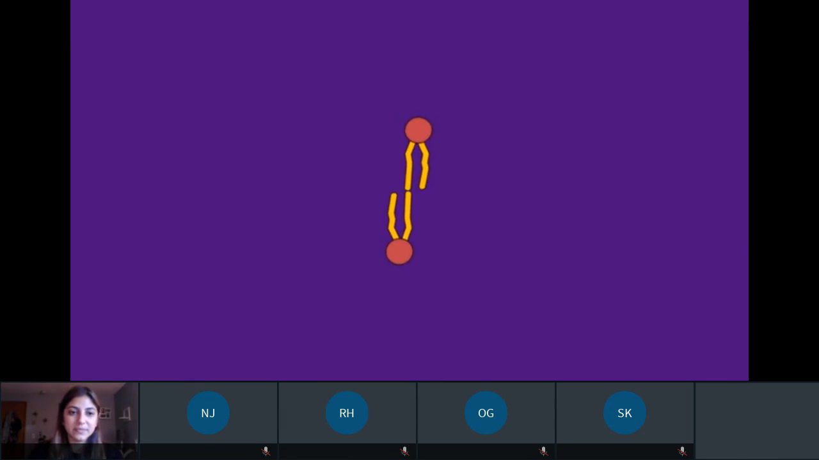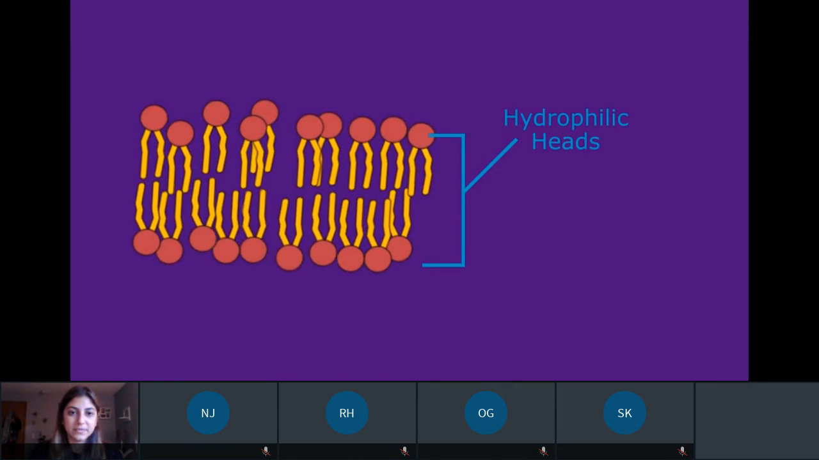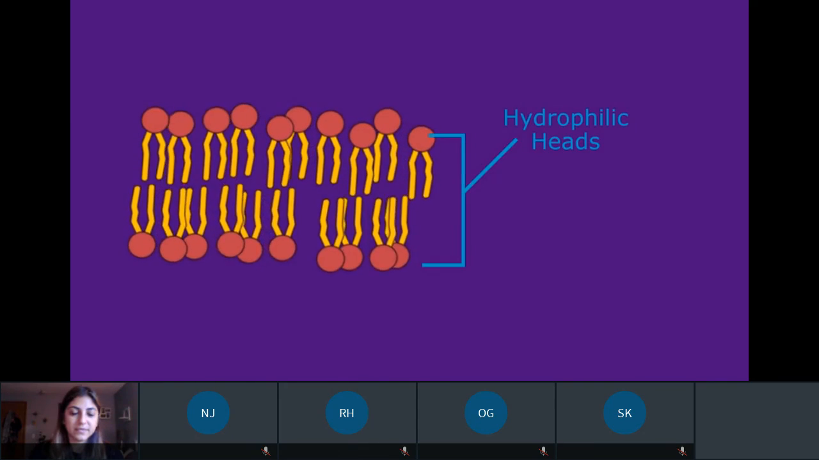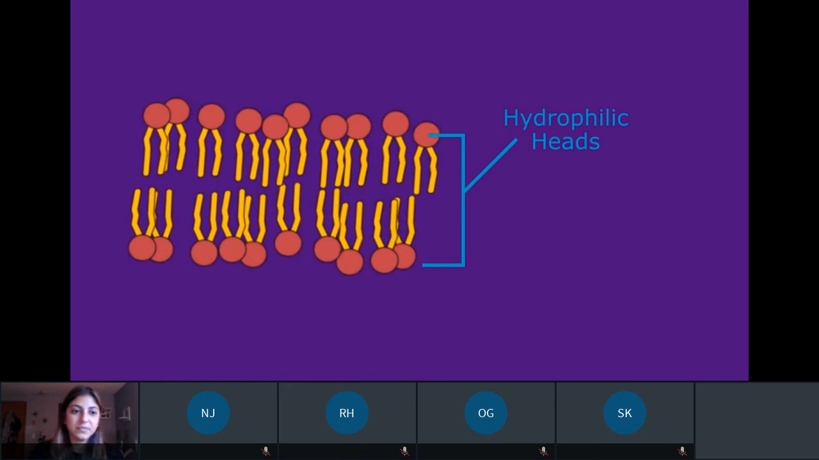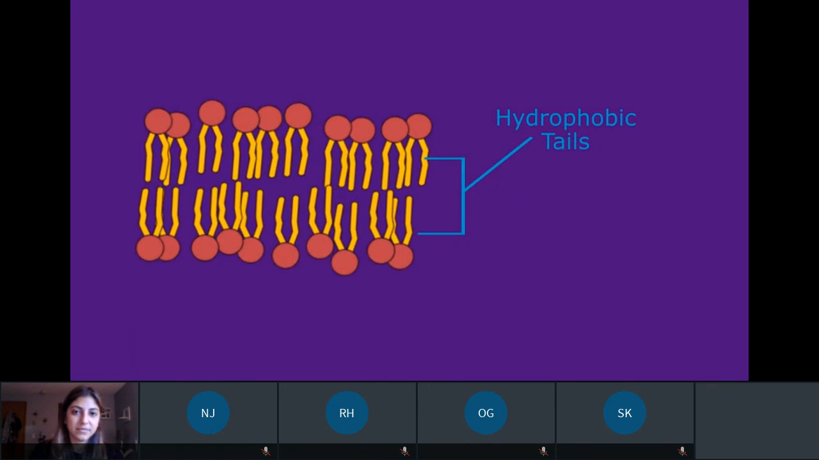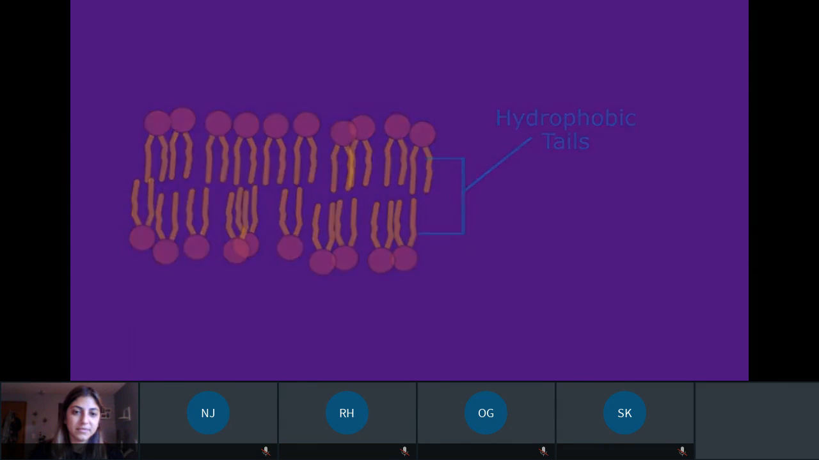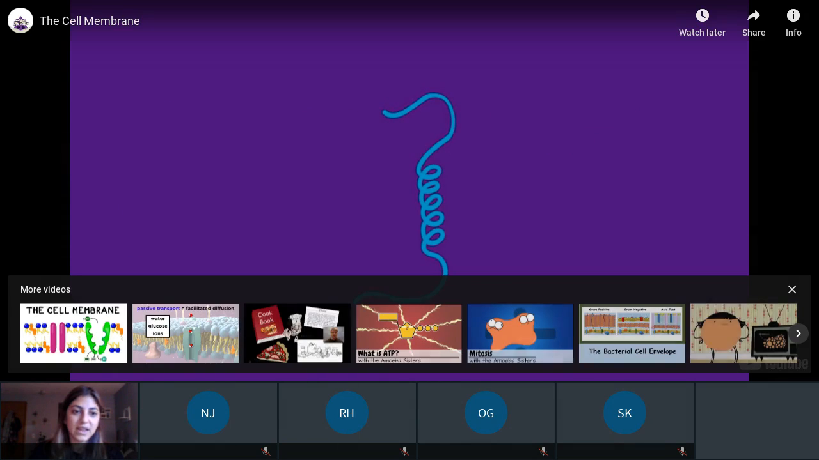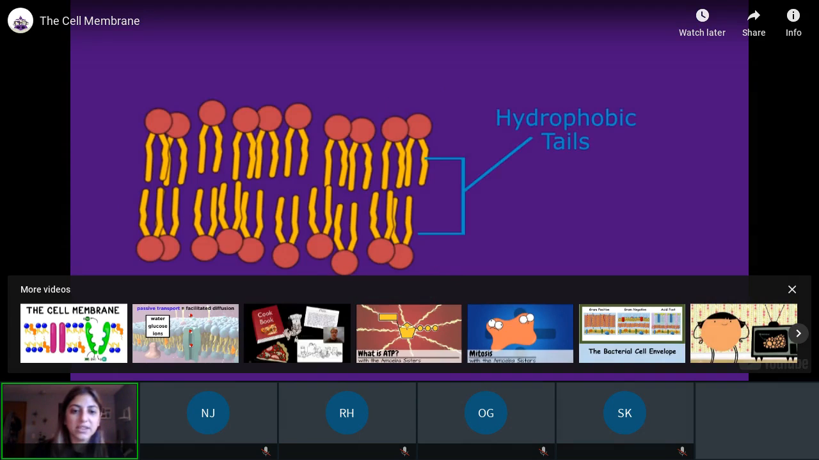Two layers of phospholipid molecules self-assemble so that their water-soluble or hydrophilic heads form the surface and interior of the membrane, and the water-insoluble or hydrophobic tails face each other. So let's go over that really quickly. They just used the words hydrophobic and hydrophilic.